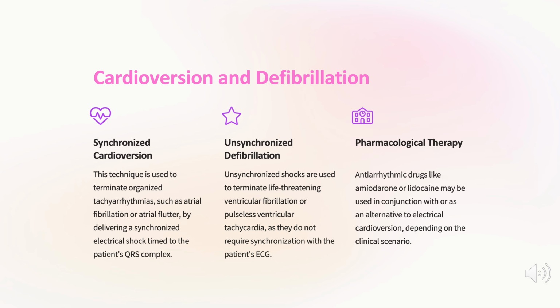Synchronized cardioversion is employed to terminate organized tachyarrhythmias like atrial fibrillation or atrial flutter. This technique delivers an electrical shock synchronized with the QRS complex, aiming to restore normal sinus rhythm. Unsynchronized cardioversion is utilized for life-threatening arrhythmias such as ventricular fibrillation or pulseless ventricular tachycardia. Unsynchronized shocks are administered without synchronization with the patient's ECG.